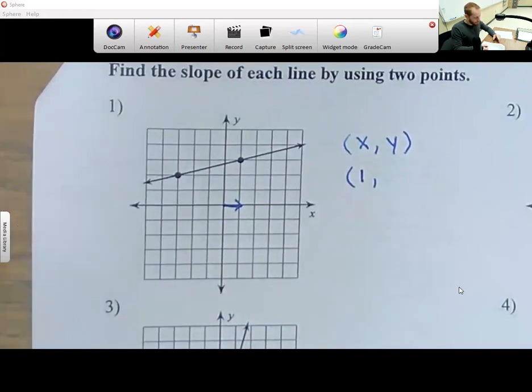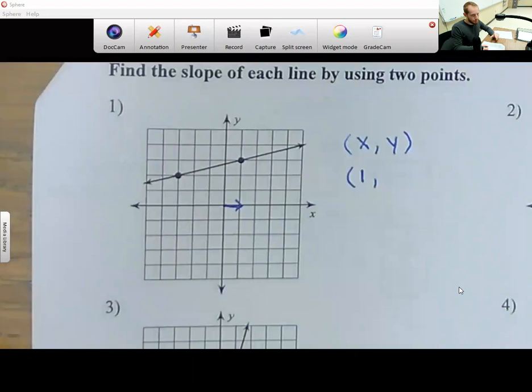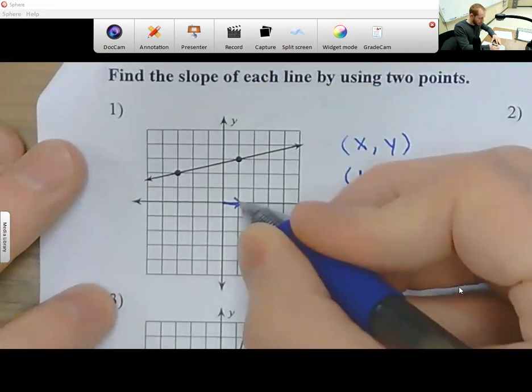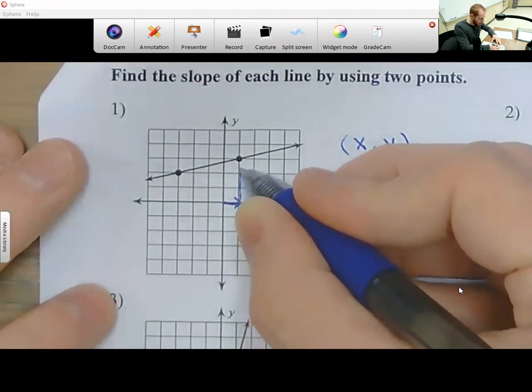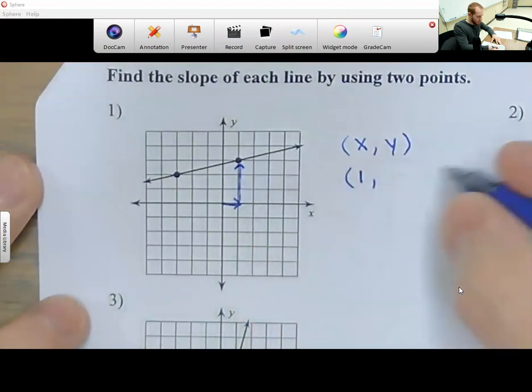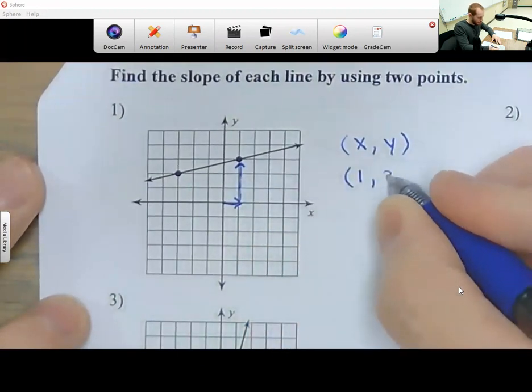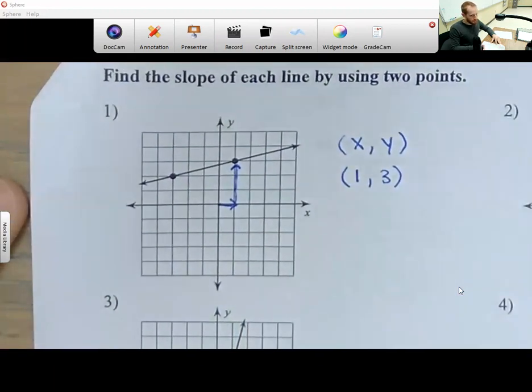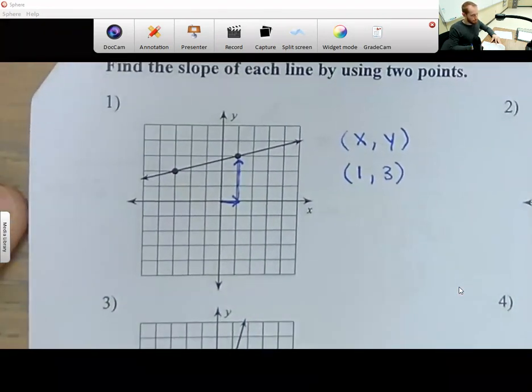Now, the next question is to find your y. You're trying to figure out how far up or down you have to go to get to the point. So how far up do I need to go? Well, I need to go 1, 2, 3. I needed to go 3 points up. So my y is going to be a positive 3. Okay? So that's the first point, 1 comma 3.